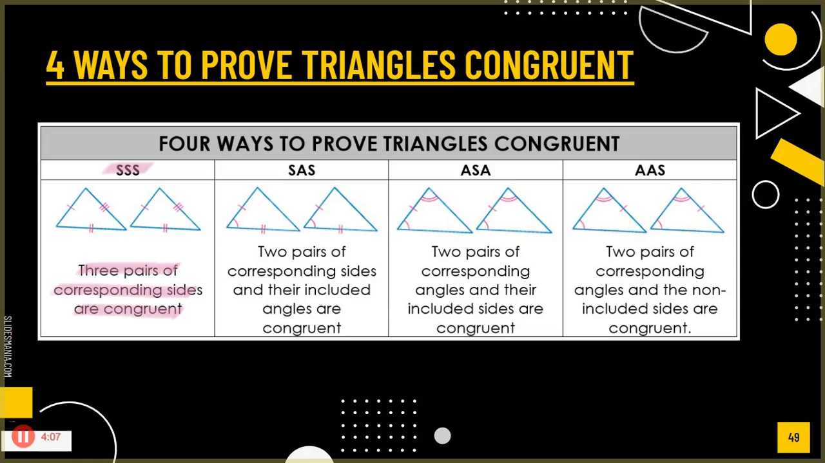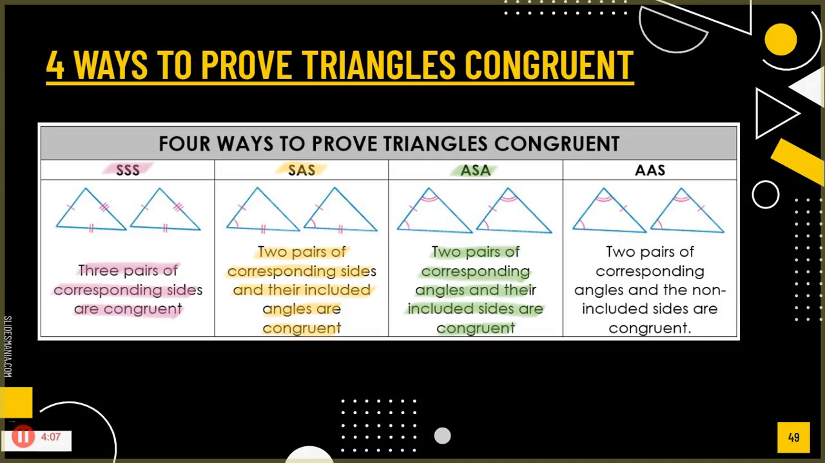And then we had side, angle, side, which said 2 pairs of corresponding sides, and it's important that we say the included angles are congruent. So if we can prove that 2 sides and the angle in between those 2 sides are congruent in both triangles, then those triangles are congruent. And then today we just talked about angle, side, angle, which says if we have two pairs of corresponding angles and the side that is included in between those two angles, then the triangles are congruent.